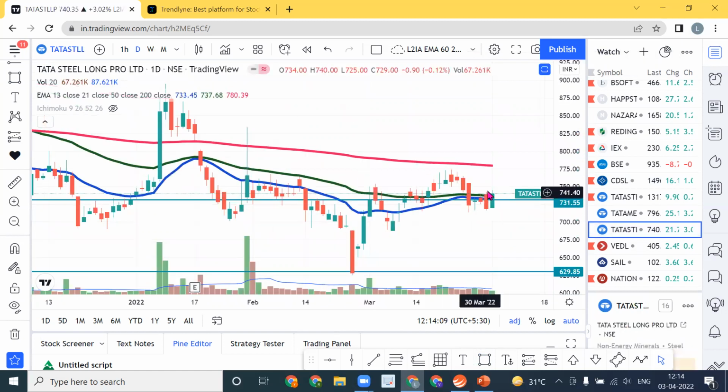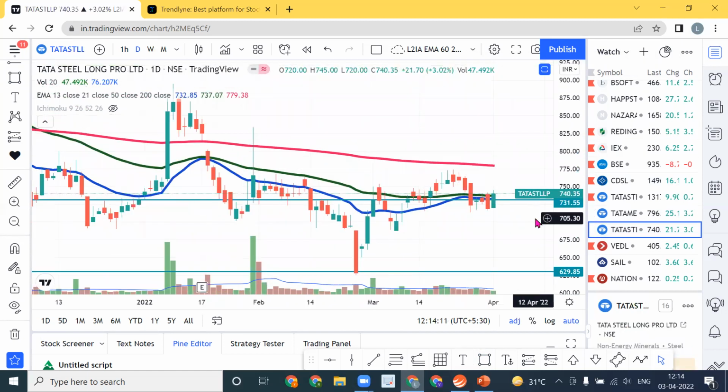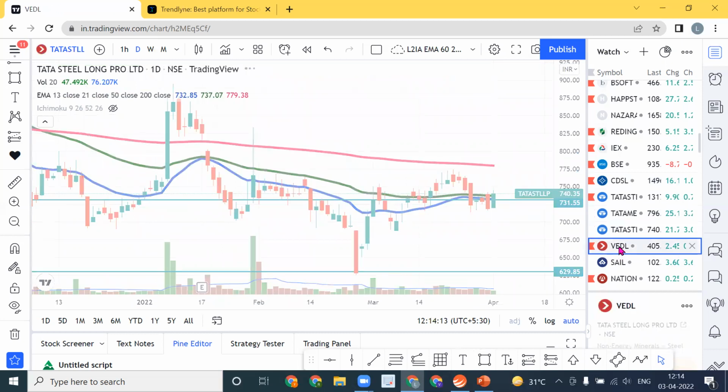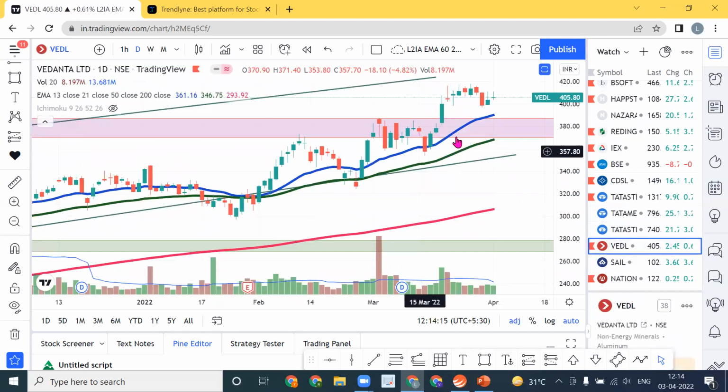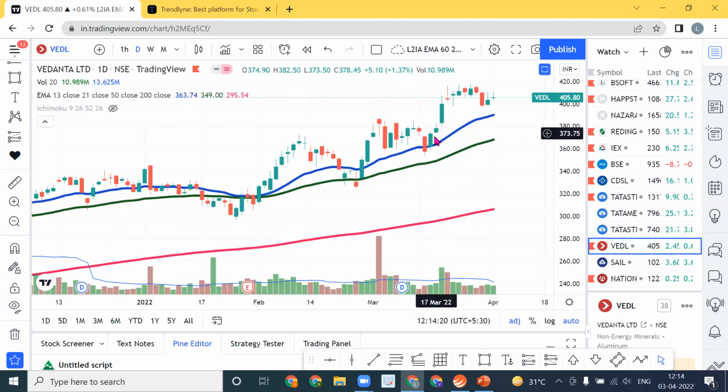Tata Steel long also is in the same condition. I had bought at 900 levels. Vedanta is a good profit-making stock. Okay, you can see here, there's a big demand zone which has been created. A rally, base, and a rally. See a continuation formation. Rally, base, and a rally. This is a continuation of a demand. Bullish.